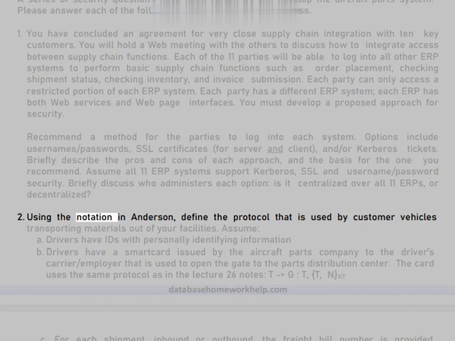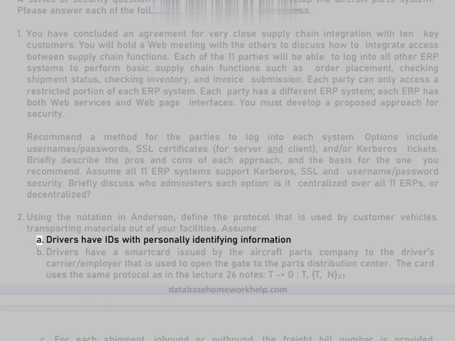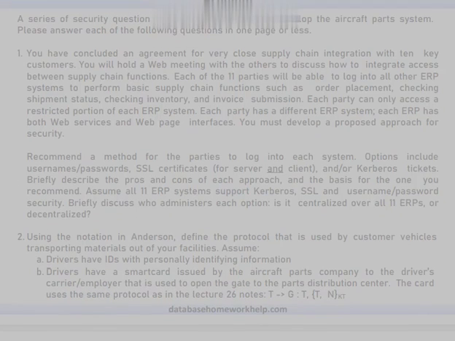2. Using the notation in Anderson, define the protocol that is used by customer vehicles transporting materials out of your facilities. Assume A. Drivers have IDs with personally identifying information. B. Drivers have a smart card issued by the aircraft parts company to the driver's carrier/employer that is used to open the gate to the parts distribution center. The card uses the same protocol as in the Lecture 26 notes, T-G, T, T, N, KT.